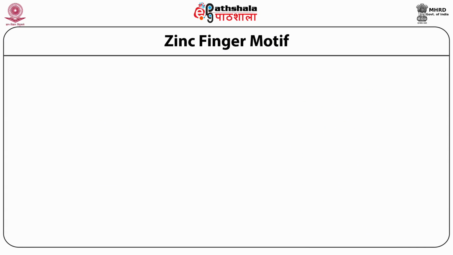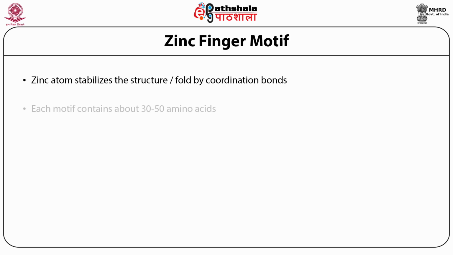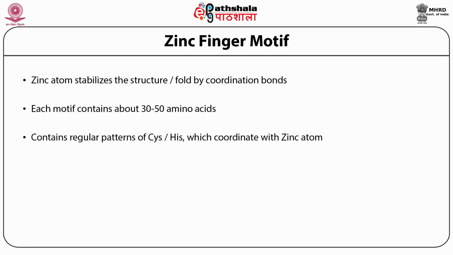Zinc finger motif. The zinc atom stabilizes this structure, and that's what we call the zinc finger motif. This fold is stabilized by coordination with zinc. Each motif contains about 30 to 50 amino acids. The motif sequences may not be conserved, they could be very different, but the specific positions of cysteine and histidine remain constant, and these cysteines and histidines coordinate with the zinc atom.